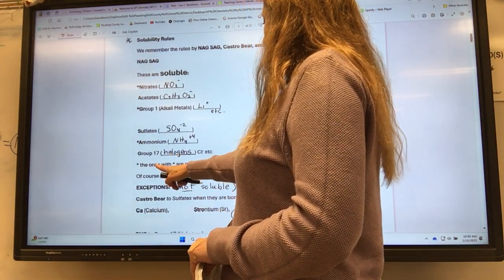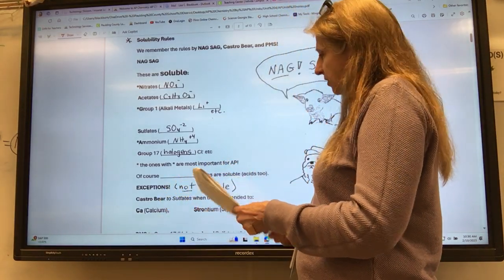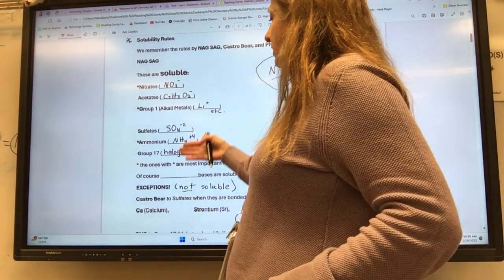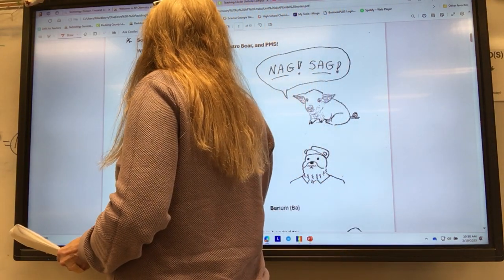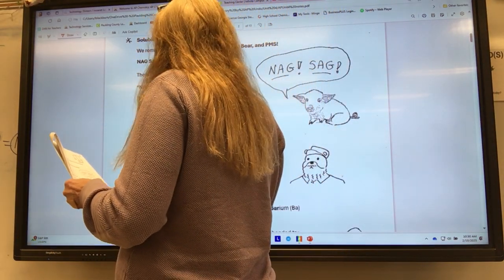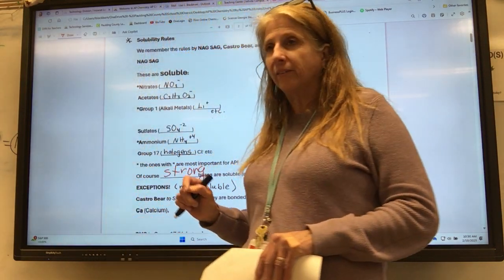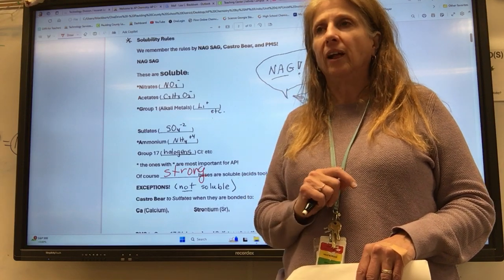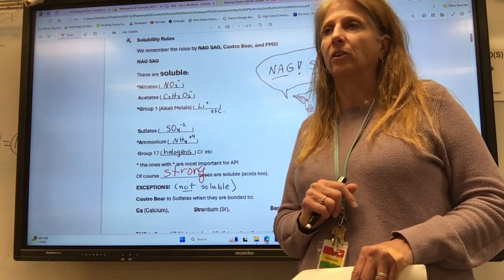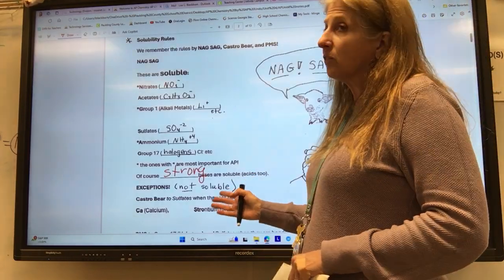Okay, so the ones with the stars are most important for AP. That is according to Jeremy Krug. Now, in addition to this, you need to remember that strong acids and bases are also completely soluble. That's what makes them strong acids and bases. By definition, they disassociate completely in water. Do you remember that from learning about acids and bases, what's strong, what's weak? Okay. So these are the exceptions.